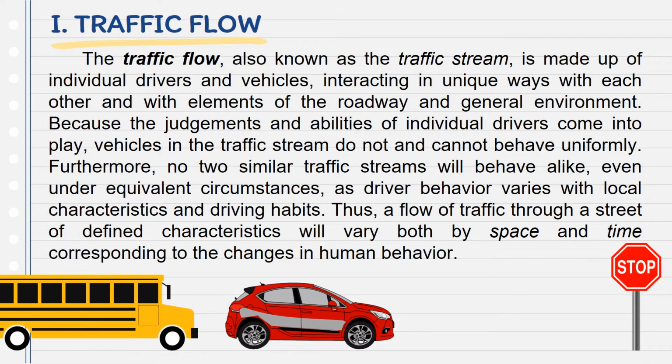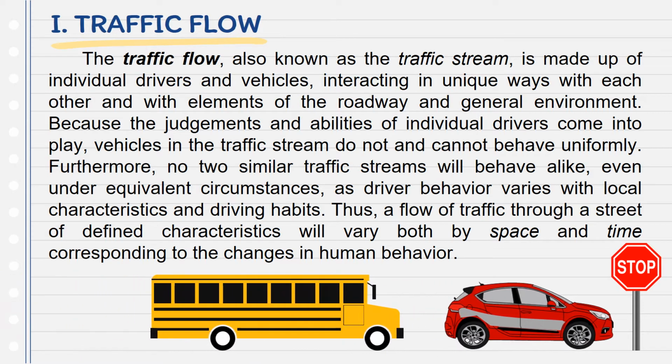It is also known as the traffic stream, which is made up of individual drivers and vehicles interacting in many ways with each other and with elements of the roadway and general environment. Because the judgments and abilities of individual drivers come into play, vehicles in the traffic stream do not and cannot behave uniformly. So traffic flow is basically the total number of vehicles passing a given point in a given time, and it is expressed as vehicles per hour.